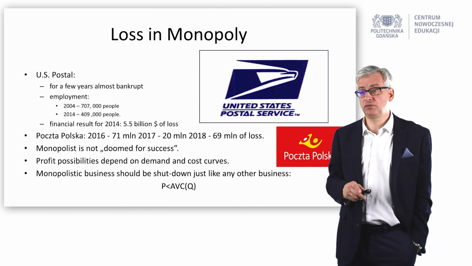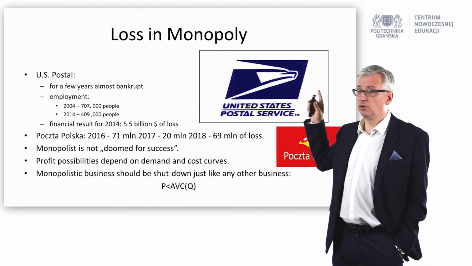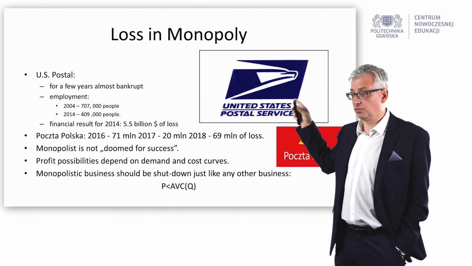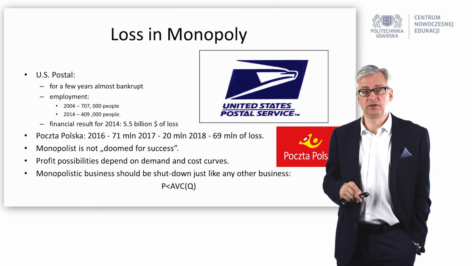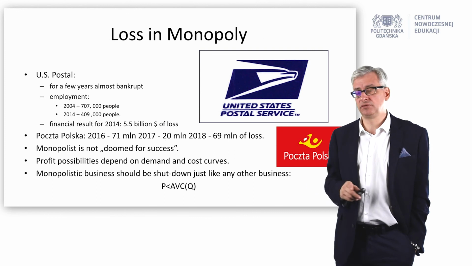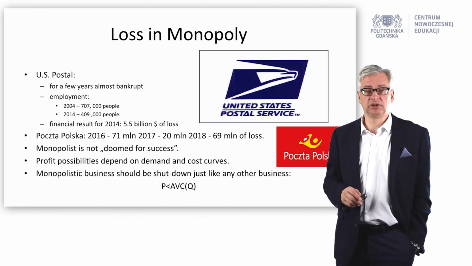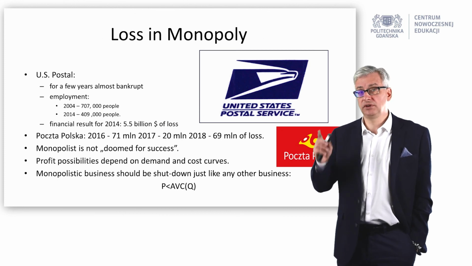And over the short run, well, we know already our short run shutdown point. So if prices are below the average variable cost, minimum of average variable cost, business should be shut down, and that is all, even if it is monopoly.